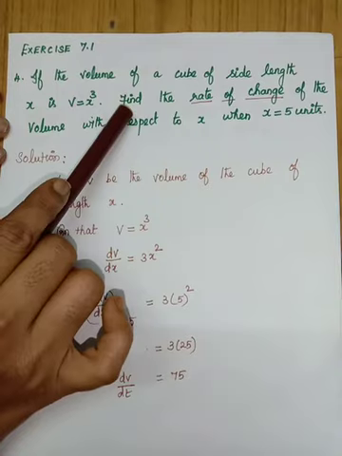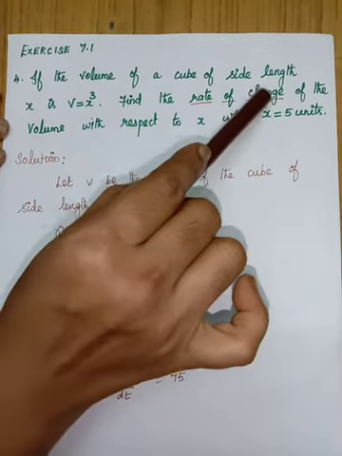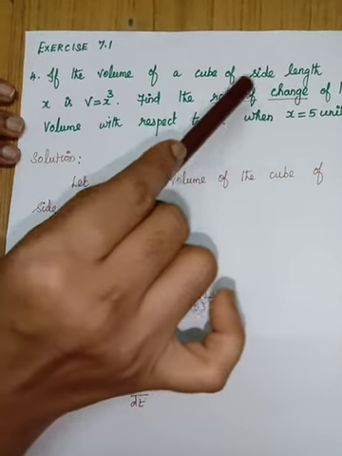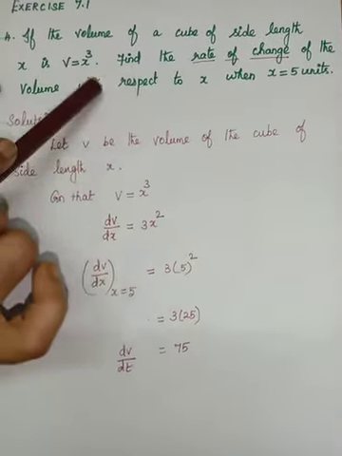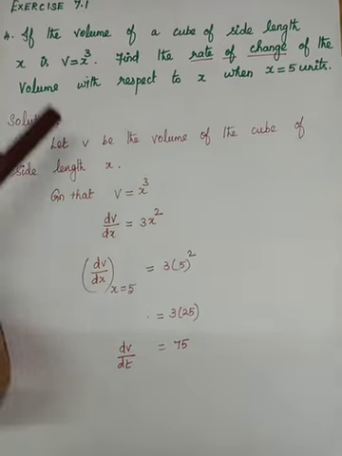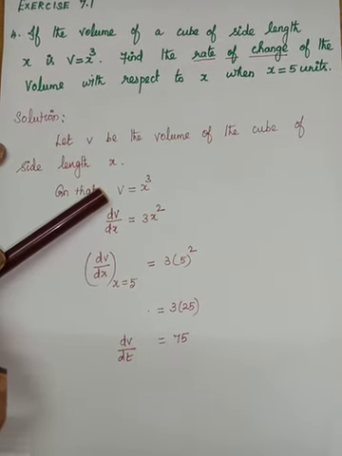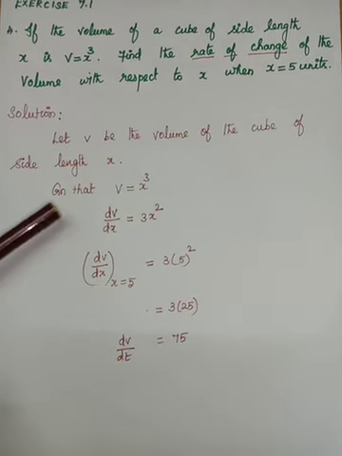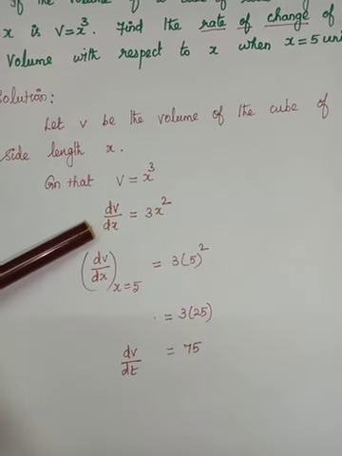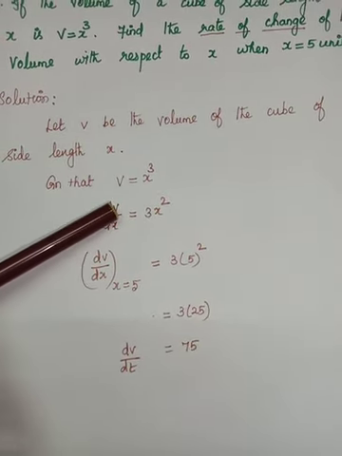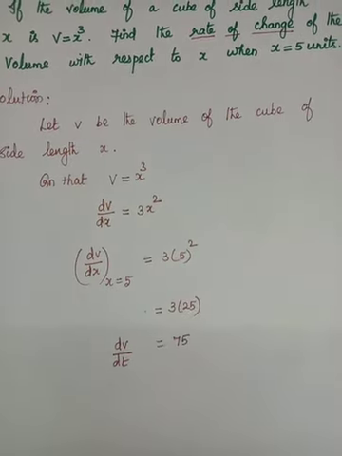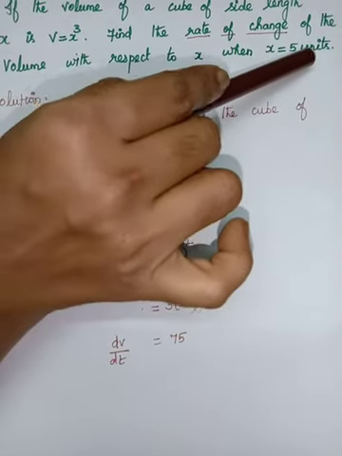You see the question, what is asked? Find the rate of change of the volume with respect to x. If a rate of change comes, you have to use the derivative. The rate of change of volume with respect to x is denoted as dV by dx. But what we have to find? We have to find dV by dx when x is equal to 5 units.